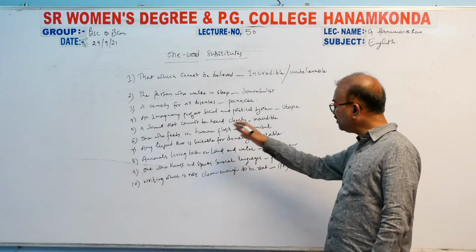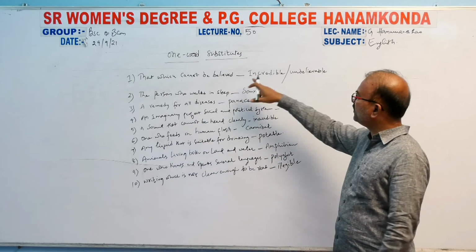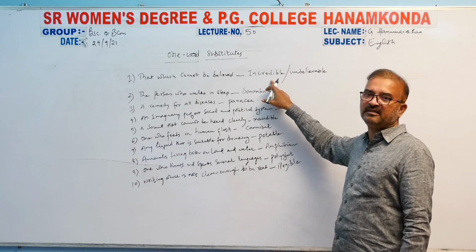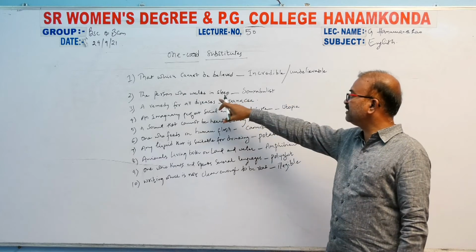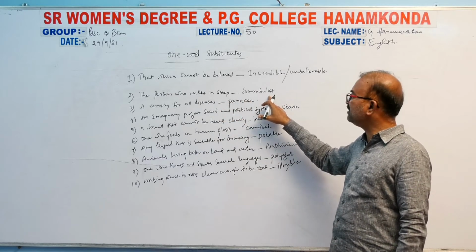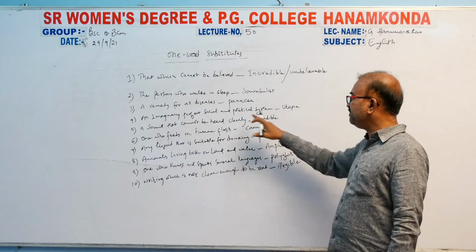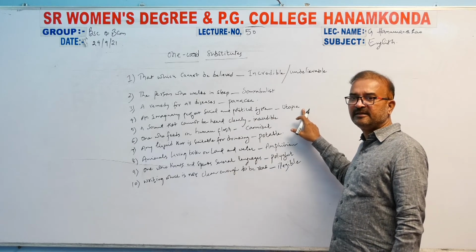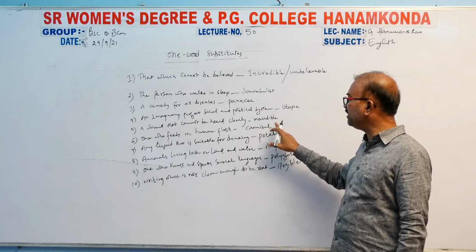So instead of saying all these things in a lengthy way, check this one: that which cannot be believed. The better word is incredible. If any girl has any difficulty using this one, then they can say unbelievable. Next, a person who walks in sleep is called a somnambulist. A remedy for all diseases, panacea. An imaginary perfect social and political system is called utopia. A sound that cannot be heard clearly is called inaudible.